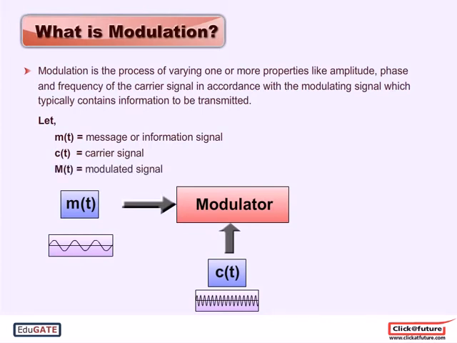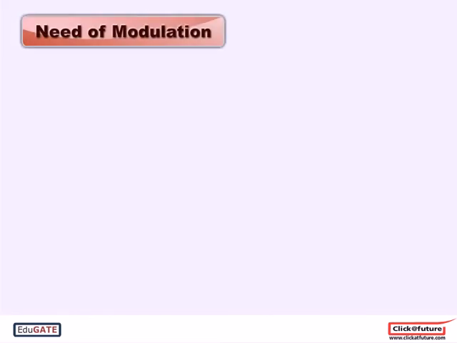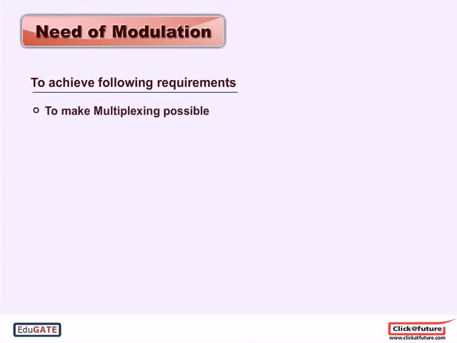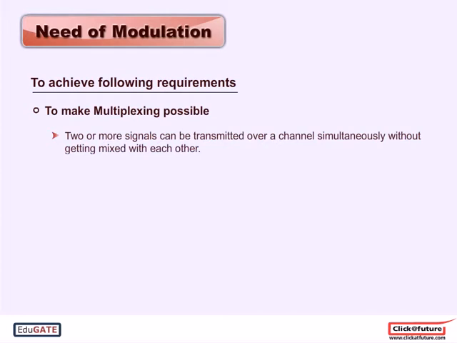Now let's take a look at why we need modulation. To achieve the following requirements, modulation makes multiplexing possible. That means two or more signals can be transmitted over a channel simultaneously without getting mixed with each other. Due to this, interference of noise is reduced. It is possible to achieve better quality of reception by reducing the noise interference. Modulation increases the range of communication. More importantly, modulation helps in reducing the height of the antenna, which we will discuss in detail in further animation.